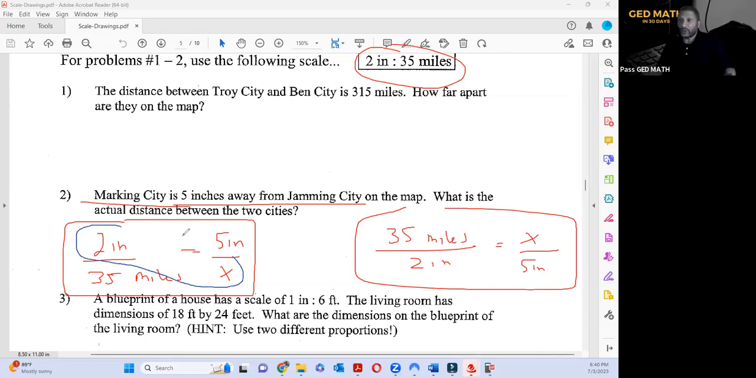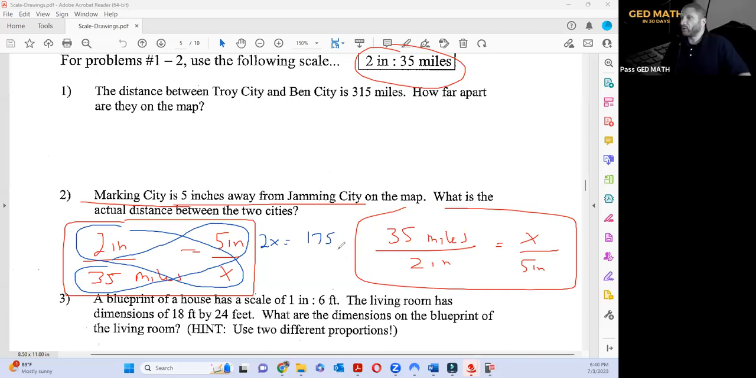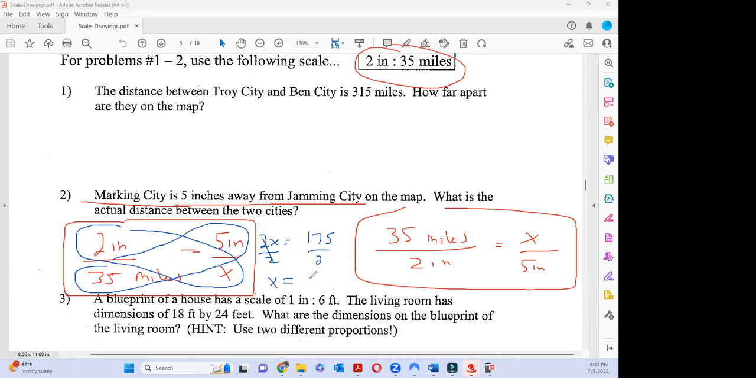So cross multiplication. For this one, we got 2x is equal to, what's 35 times 5? So that's 70, 140, 175. In order to solve for x, what do we need to do? Divide by what? 2. And we get x equal, what is 175 divided by 2? 87.5. 87.5 miles.